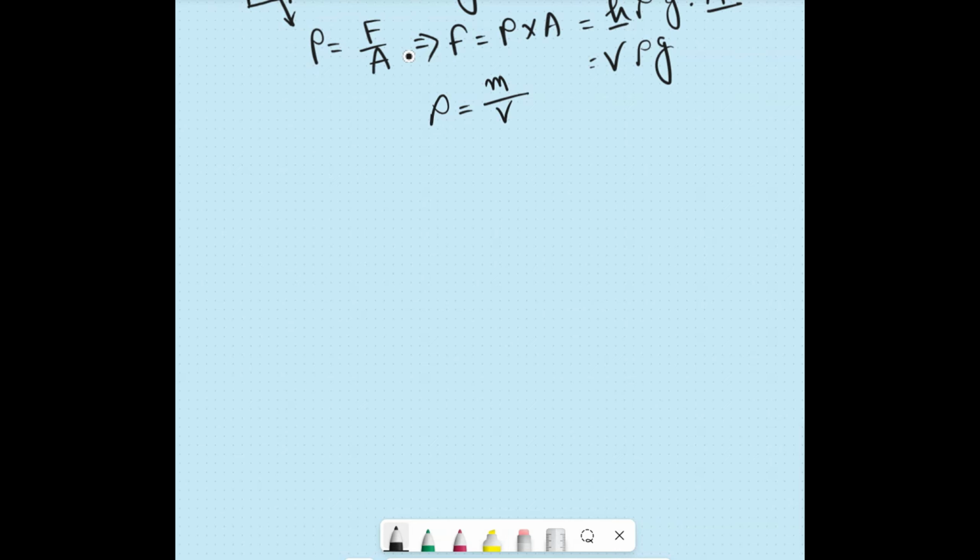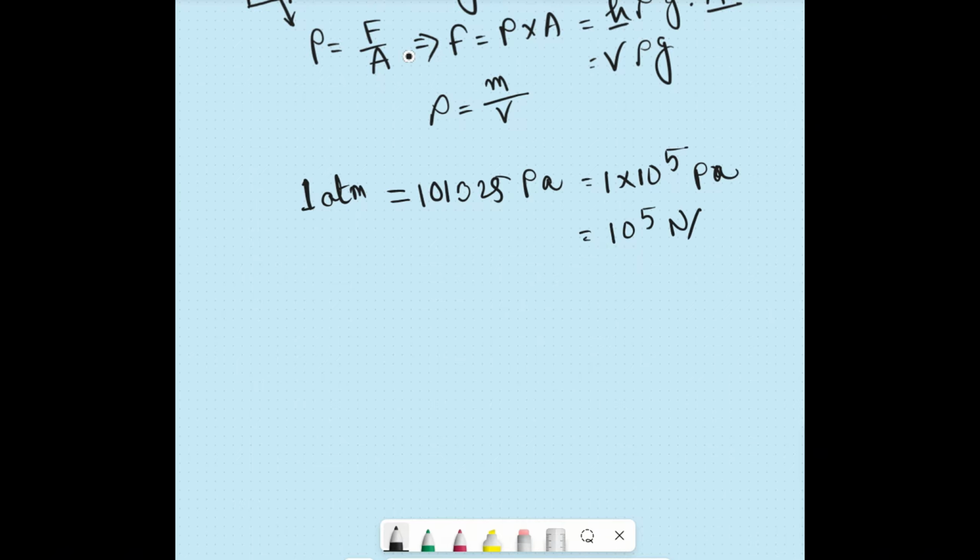Another very important fact is 1 atmosphere, right? This is also a unit of pressure, and 1 atmosphere is equal to 101,325 Pascal, or we could write 1 times 10 to the power 5 Pascal, or 10 to the power 5 Newton per meter square.